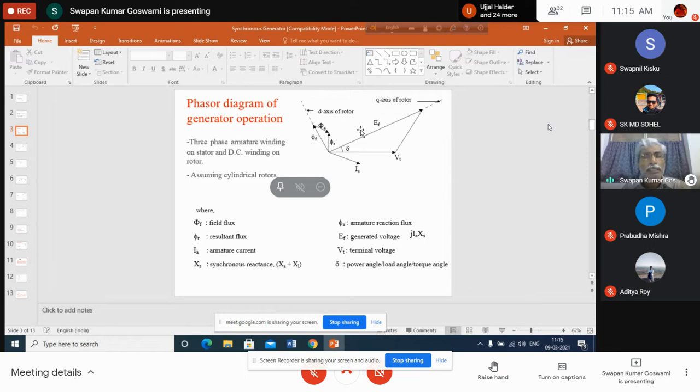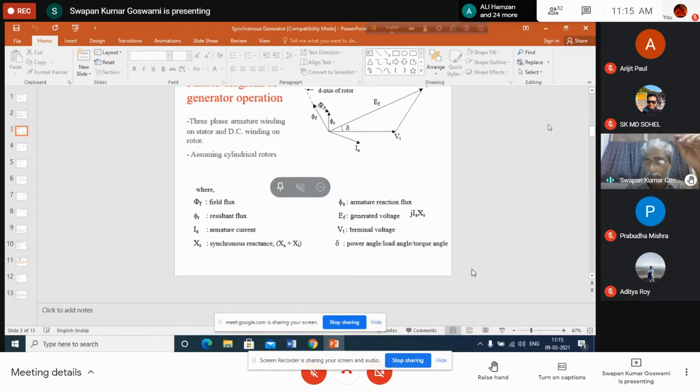So, is it clear? Could you understand this point, everyone? Yes, sir. Okay, this is how delta can be varied. Now let us see what happens if we change the value of delta.